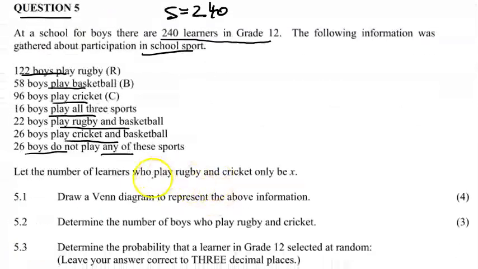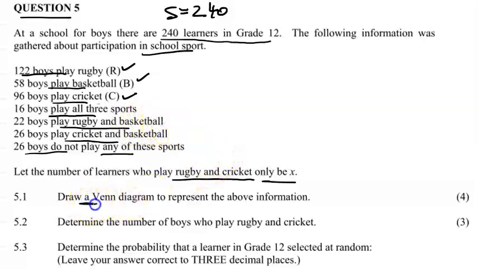It says let the number of learners who play rugby and cricket only be X. So therefore the intersection of rugby and cricket is going to be X. So there's our key here. It says that rugby is R, basketball is B, and cricket is C. So those are the three events. And also it says 16 boys play all three sports. So therefore we're going to have an intersection of all three events.